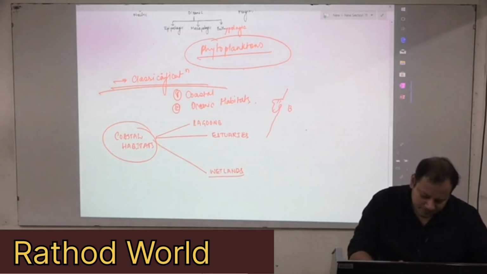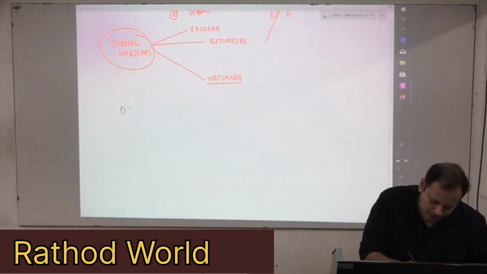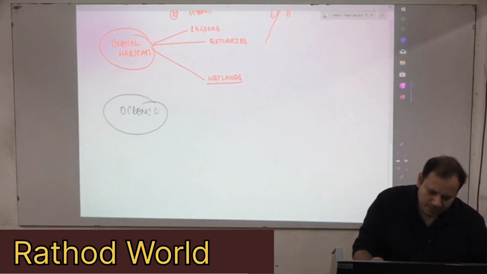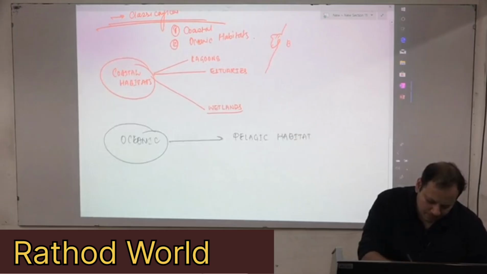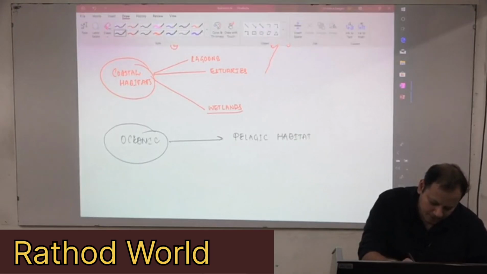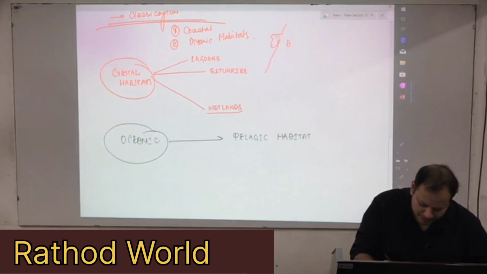And then there are oceanic habitats, and we'll start with the oceanic habitats. First of all, the pelagic habitat. Do the pelagic biome very properly. You can see with the importance how many times it has been asked.